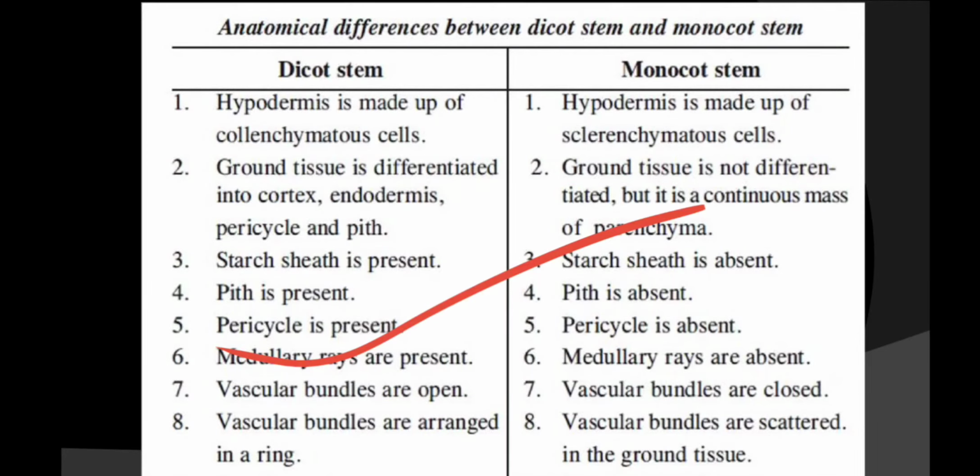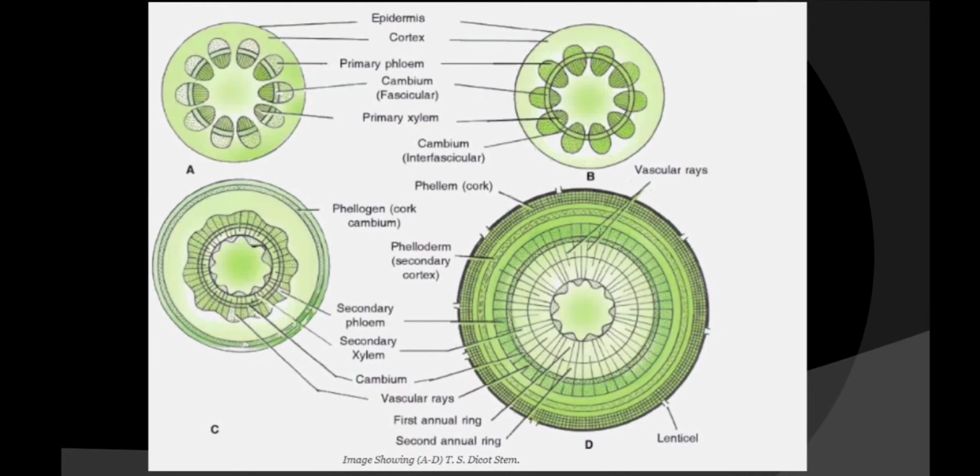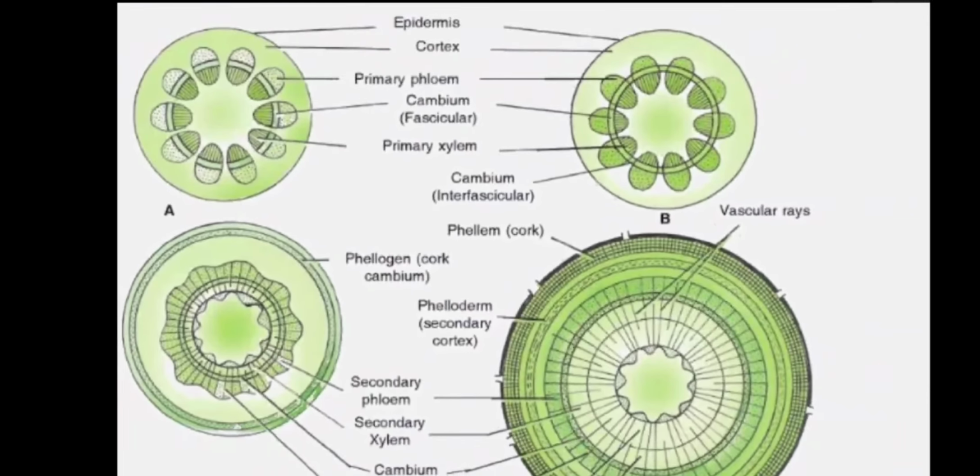Okay, now see the secondary growth in the dicot stem. Observe this figure. What you will see is this cambium is present in between the xylem and the phloem. This cambium is the intrafascicular cambium. The cambium which is present between the xylem and the phloem is known as intrafascicular cambium.